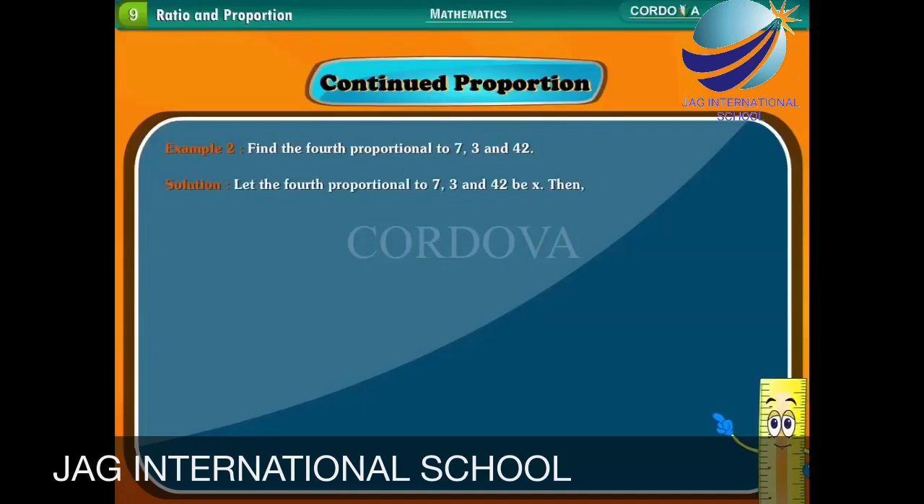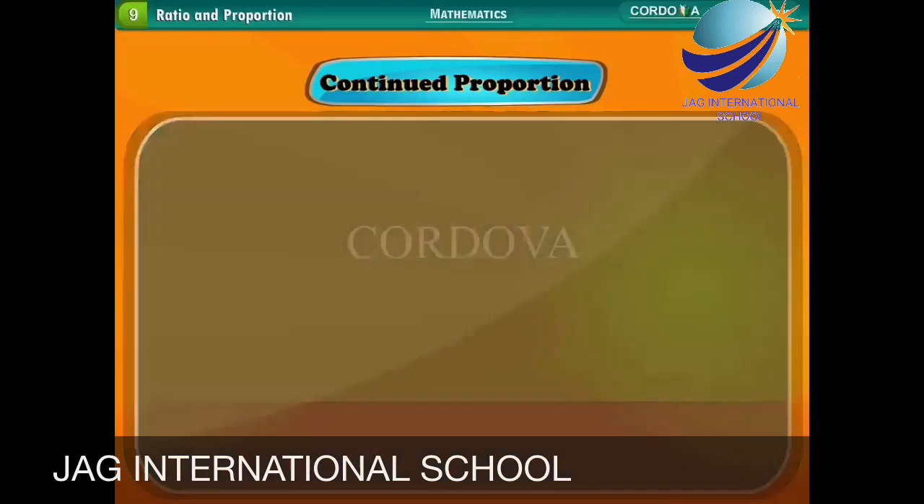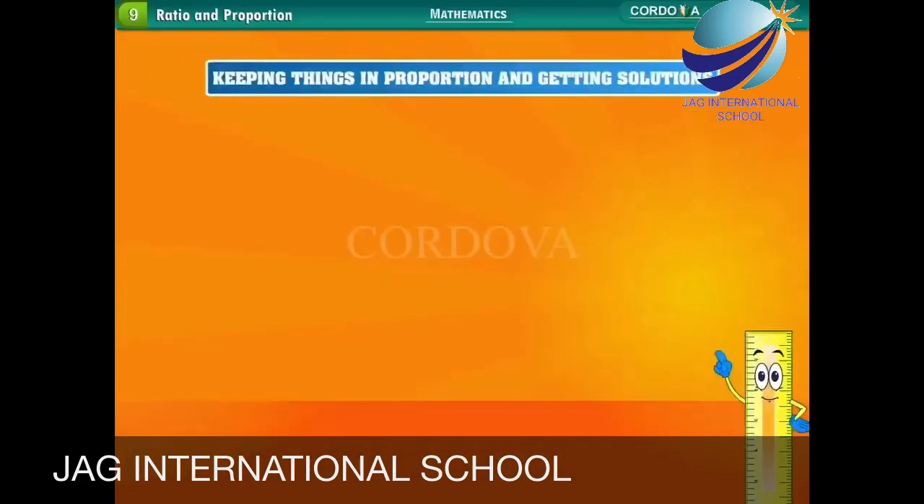Then 7 is to 3 as 42 is to x. This implies 7 into x is equal to 3 into 42. This implies x is equal to 3 into 42 upon 7, which is equal to 18. Hence, fourth proportional to 7, 3 and 42 is 18. Keeping things in proportion and getting solutions.